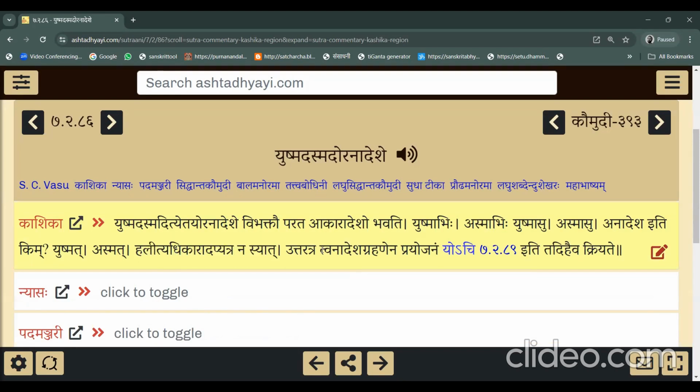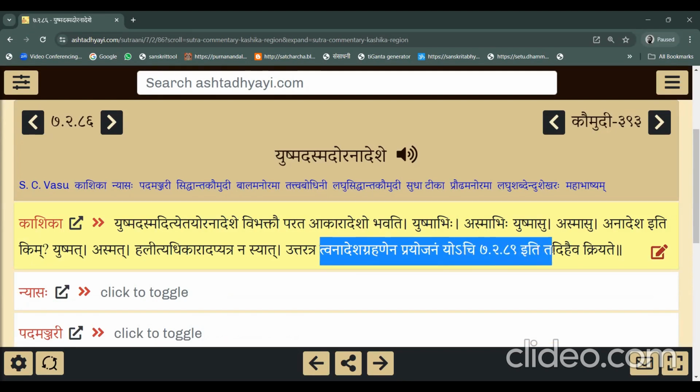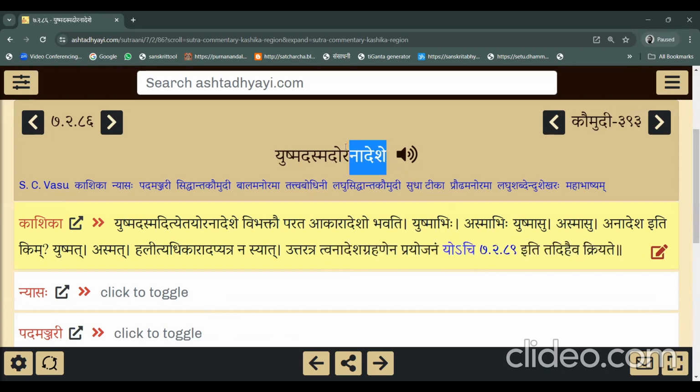Uttaratra tu anadesha grahanena prayojanam Yo Achi iti tadyeva iha kriyate. Therefore, when ajadi vibhakti pratyaya follows, the change happens; the Yakara adesha comes, which is mentioned later. Therefore, here what adesha must it be? Aladi. Aladau vibhakti pratyaya pare. Therefore, the akara adesha bhavati. That is how we need to interpret the sutra.